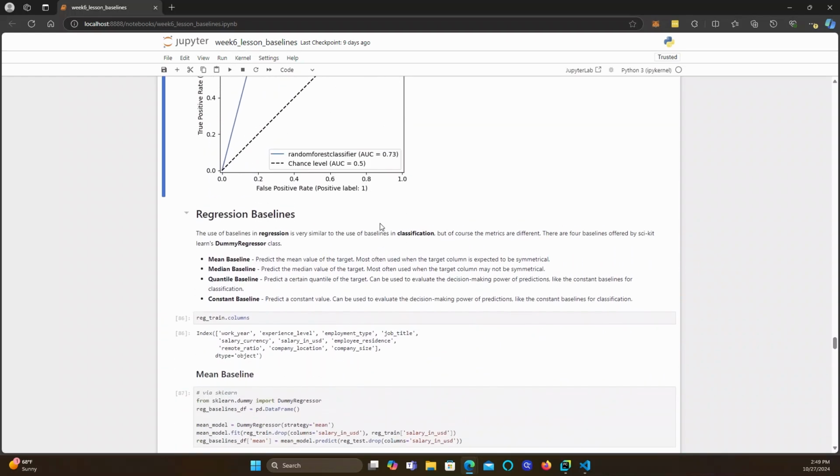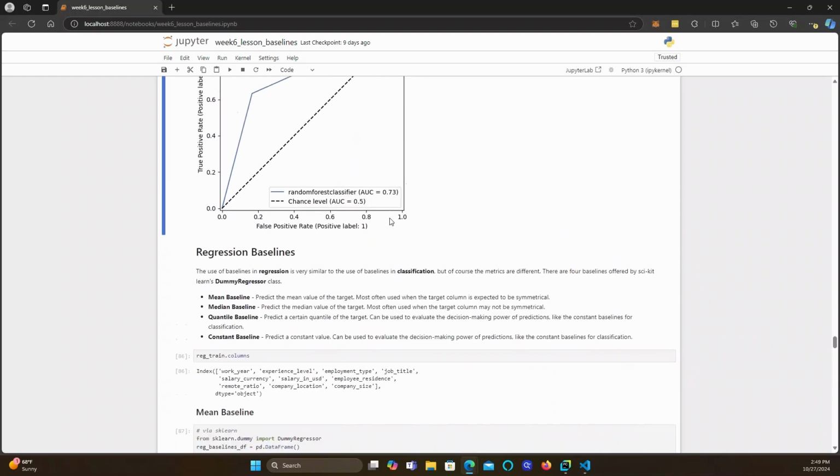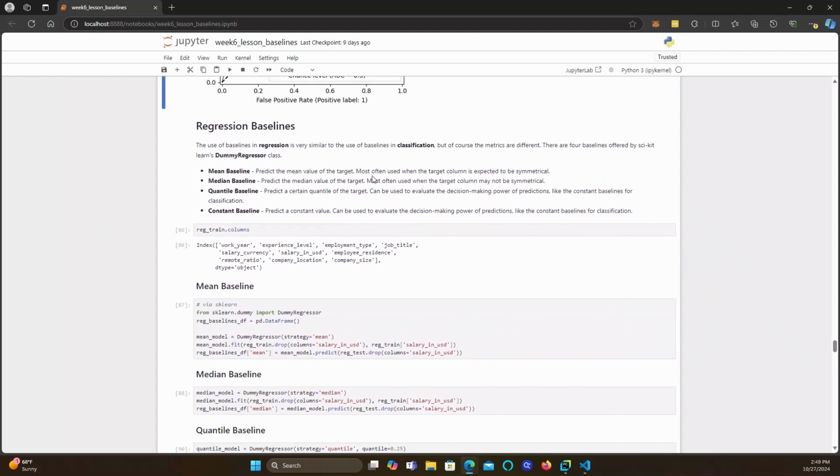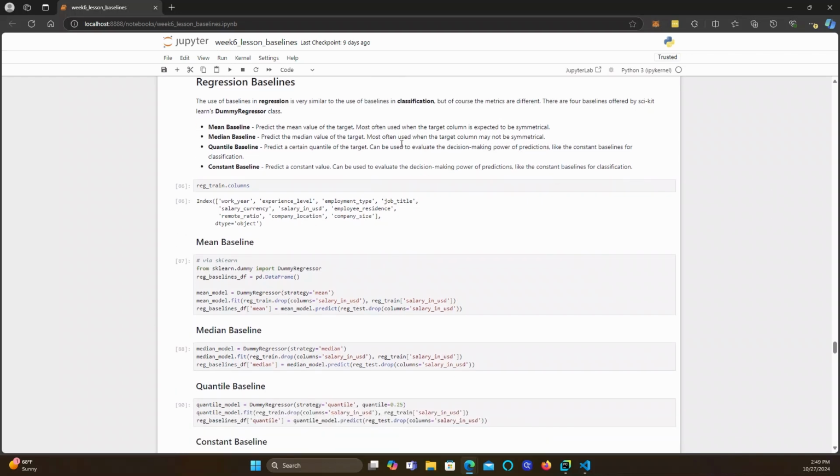So now let's look at regression baselines. And once again, there's a whole bunch of them, and there's a dummy regressor class from scikit-learn. The big ones, though, are the mean baseline, where you just predict the mean value of the target, and that's most often used when the target column is expected to be symmetrical. You can use a median baseline, where you're just predicting the median value of the target, and that's most often used when the target column is not expected to be symmetrical.